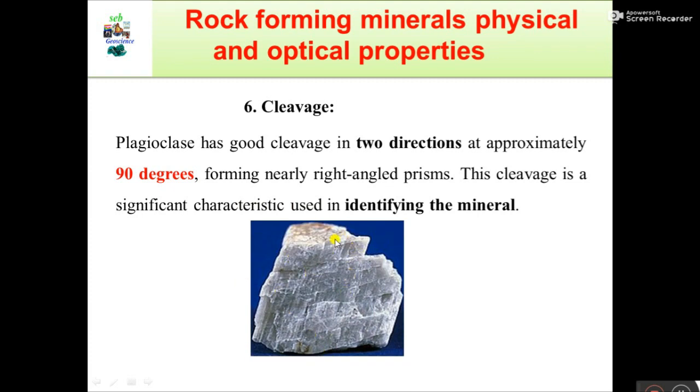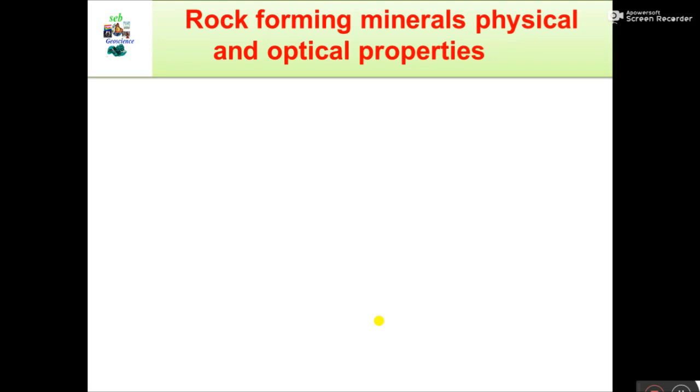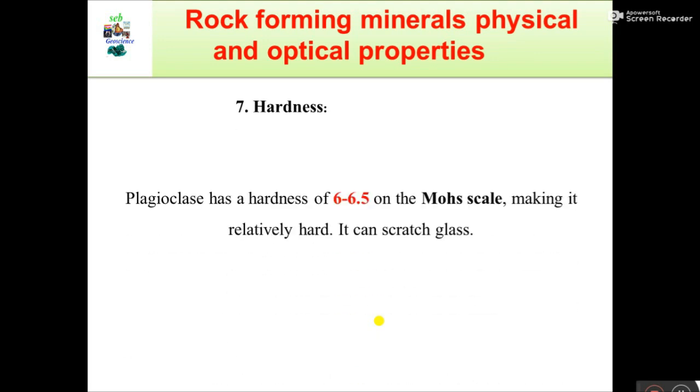This one, this is the vertical line we have seen, and also this one is a cleavage, or this one and this one approximately cross each other at 90 degrees. So plagioclase has two sheets of cleavage at 90 degrees. This is the diagnostic feature of plagioclase.